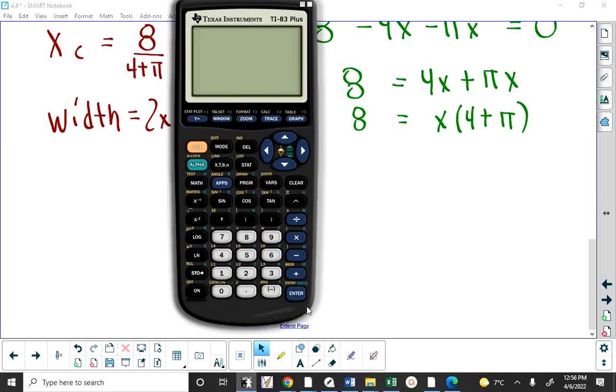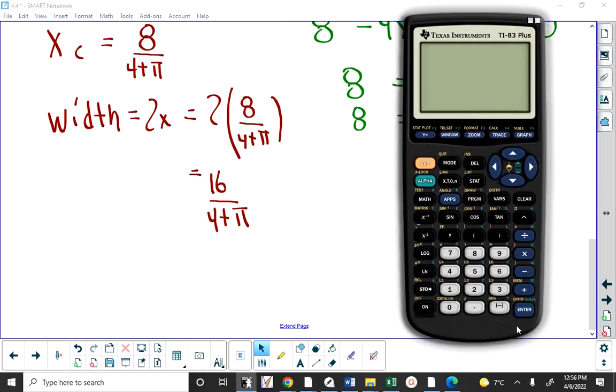I don't know why I would remember this, but I seem to recall that they actually have 16 over 4 plus pi in the back of the book, I think, as an answer. It's about 2.24 meters. Is that okay, Liam?